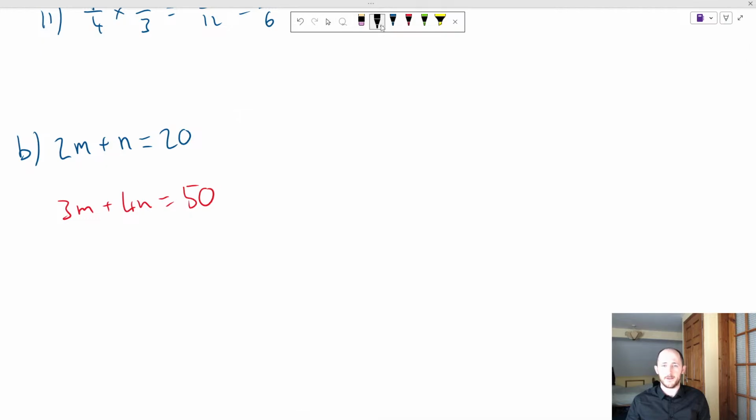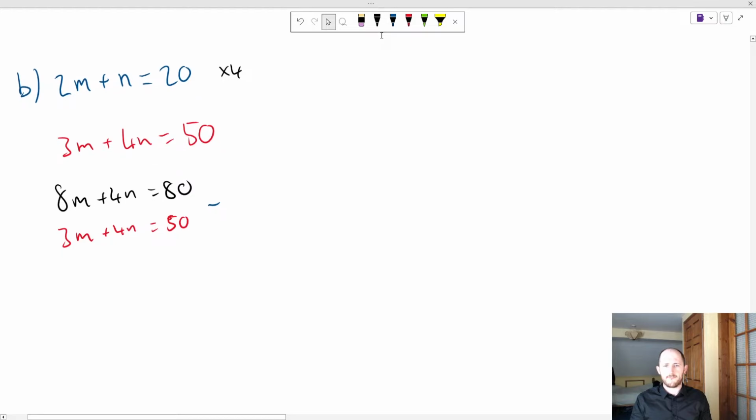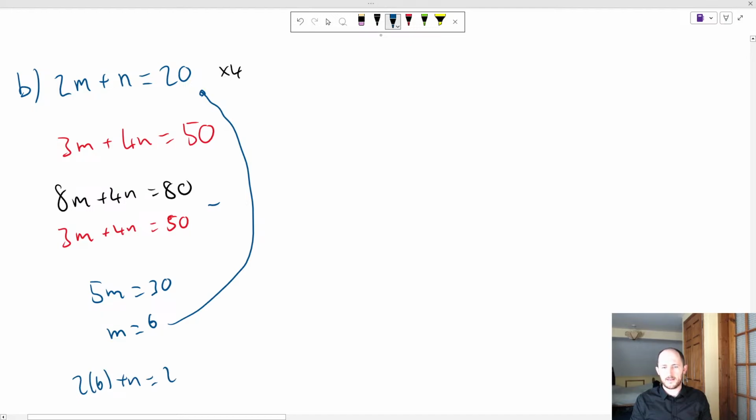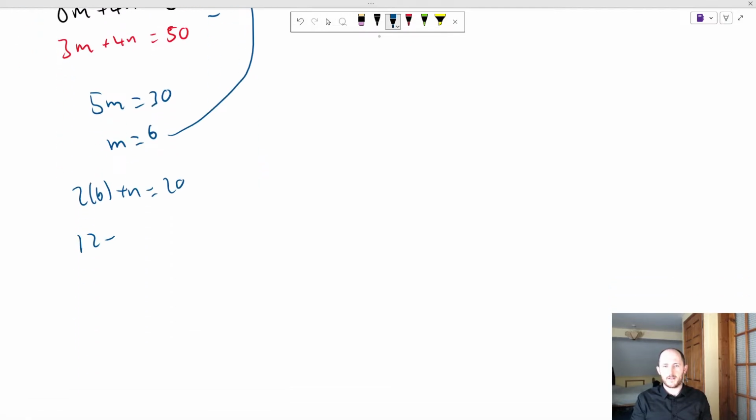Anyways, from here it's a simultaneous equation, so you can do whatever you want to work it out. I'm going to times the first one by 4, so I get 8m plus 4n equals 80. The red one stays exactly the same. Subtract those two. We get 5m equals 30. So m is equal to 6. Sub that into the first equation, so all the way back up here. We get 2 times 6 plus n equals 20. 12 plus n equals 20. N equals 8. Those are our two answers. 5 marks, by the way.